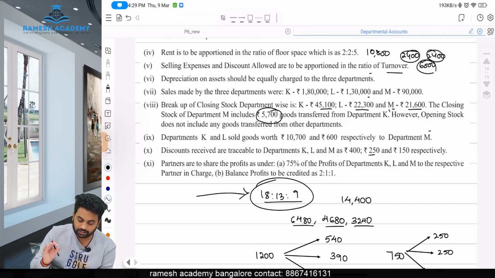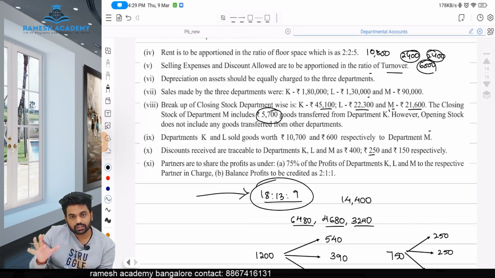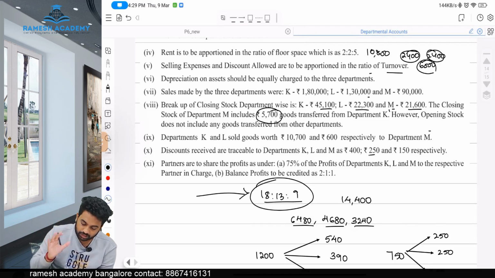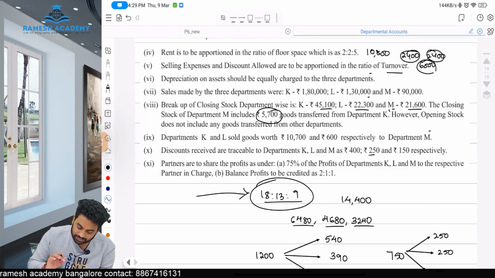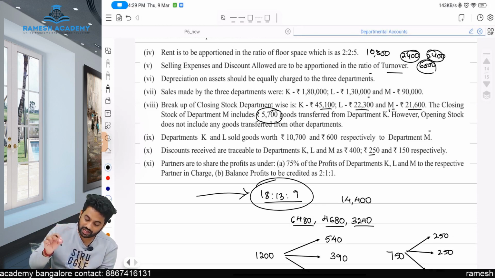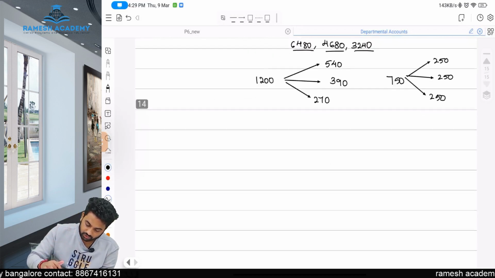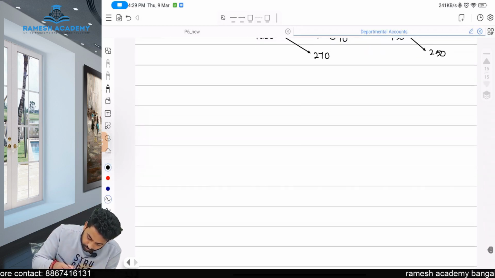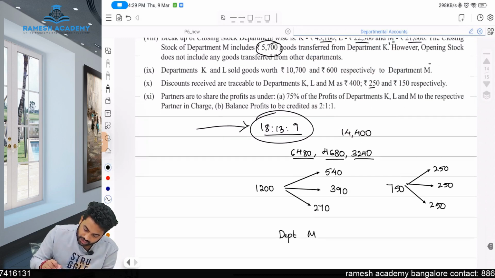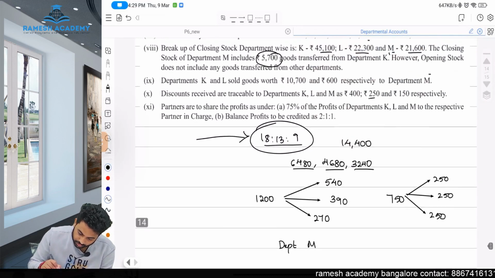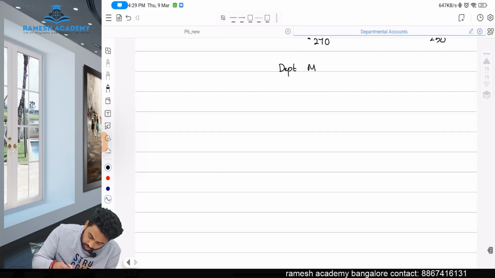For K and L, 45,100 and 22,300 are their own goods. Only in the M department, 5,700 is goods which is transferred from K. How much is the value of department M? Department M closing stock is rupees 21,600.